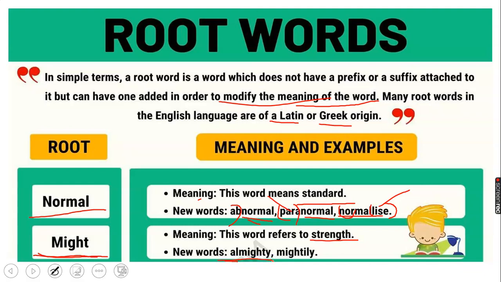If you add "ly" to "might" at the end, that is the suffix. If you add "ly" to it at the end, it becomes "mightily". You can see that the word will change the moment a prefix or a suffix is added to it. Now we have known what a root word is. It's the word that does not have a prefix or a suffix attached to it. That is a root word in the original meaning.